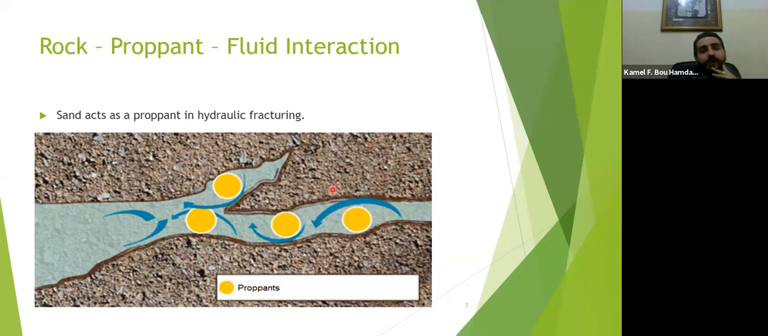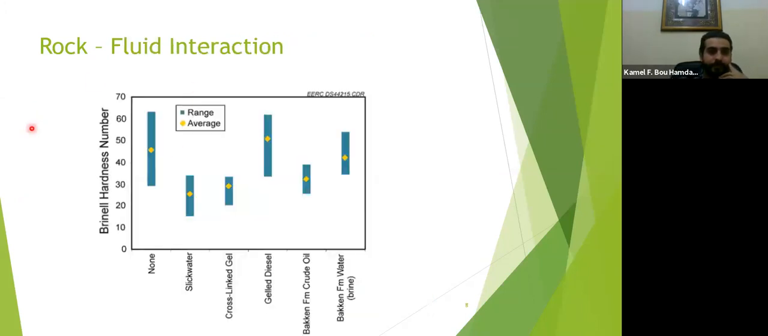So in hydraulic fracturing, we need these three main parameters: the fluid inside the fracture, the proppants, and how they behave or interact with the rocks. So first, let's start with the rock and fluid interaction.